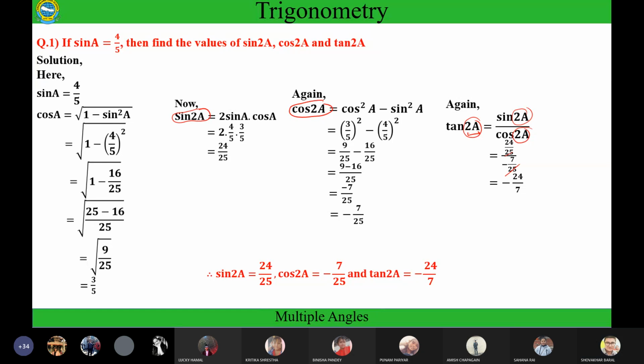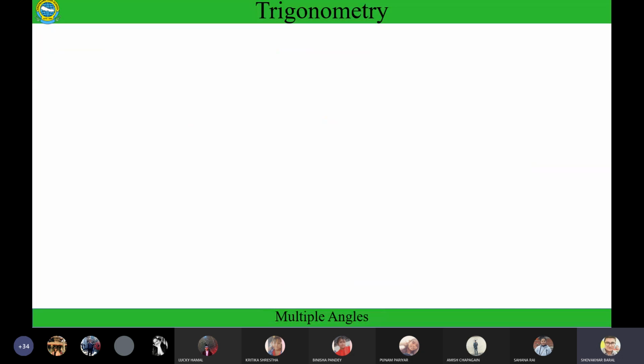Okay, so let's continue with the second question. Question number 2. If cos a is equals to 7 upon 25, then find the values of sin 2a, cos 2a, and tan 2a. As I told you earlier, here sin a might be given, cos a might be given, similarly tan a might be given, and you may be asked to find the value of any trigonometric ratios of any multiple angles.